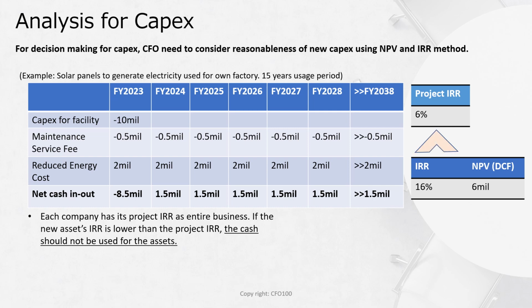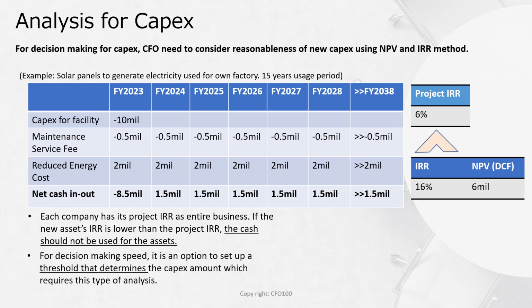From the perspective of decision-making speed, this type of analysis takes time. If you do the same process for every Capex nature expenditure, it's too much burden for the team. So, it is an option to set up a threshold that determines the Capex amount which requires this type of analysis. It is also one of the treatments which the CFO needs to pay attention to.